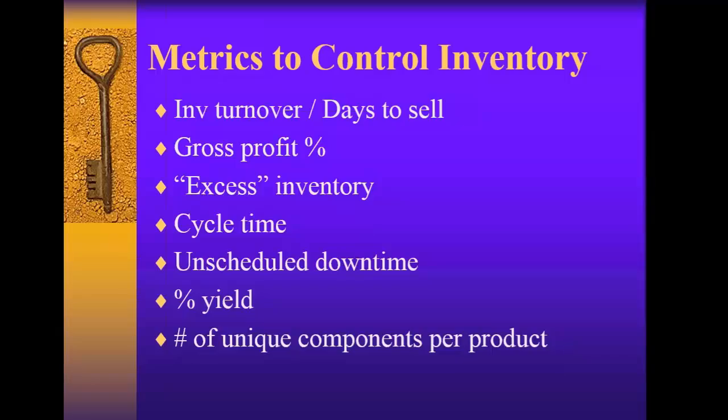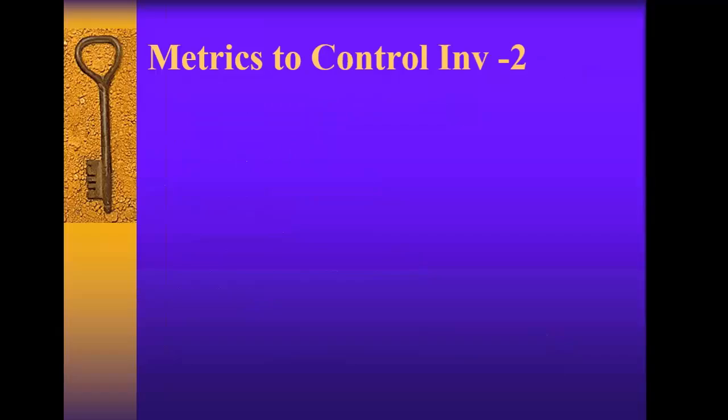Number of unique components per product. One of the things that many manufacturers look at is whether we could simplify the manufacturing process to reduce the number of components that each product has. This goes well beyond, maybe well beyond the scope of the controller, but what we want to consider is that the more efficiencies we have in the manufacturing process, the greater the probability that we're going to be able to manage the inventory.